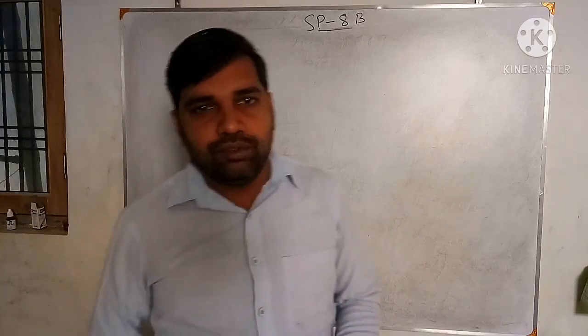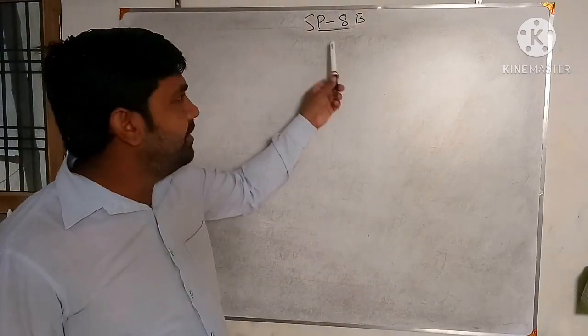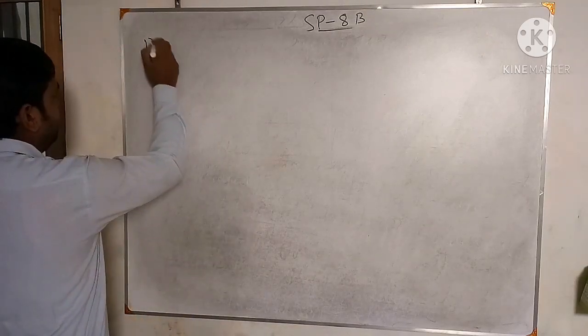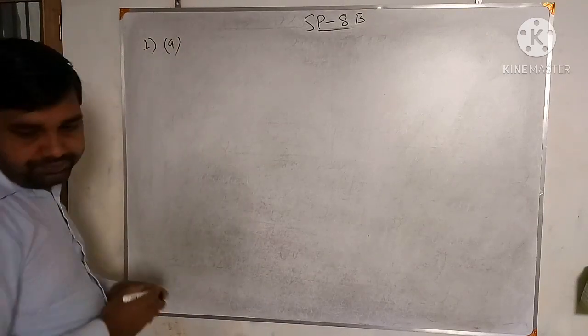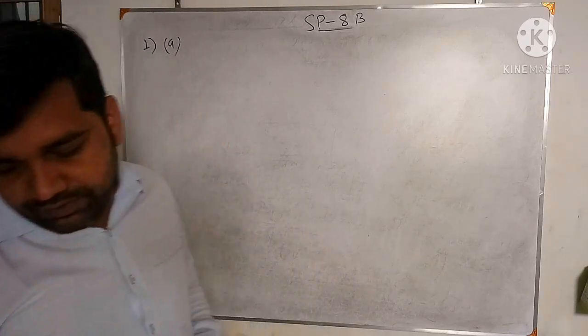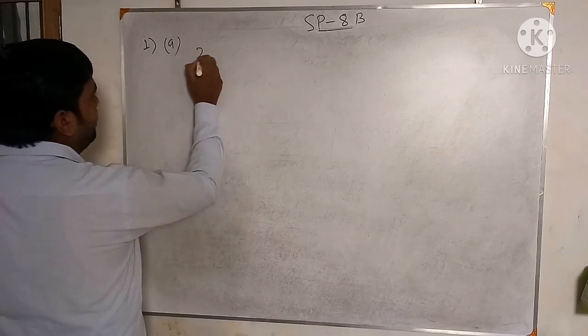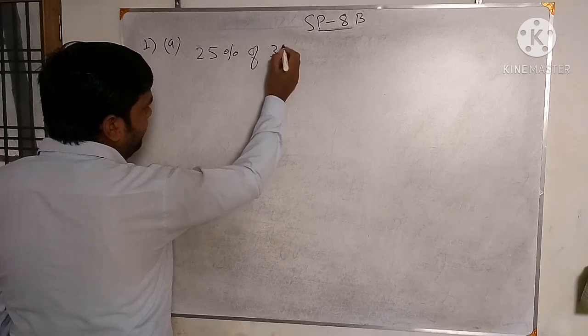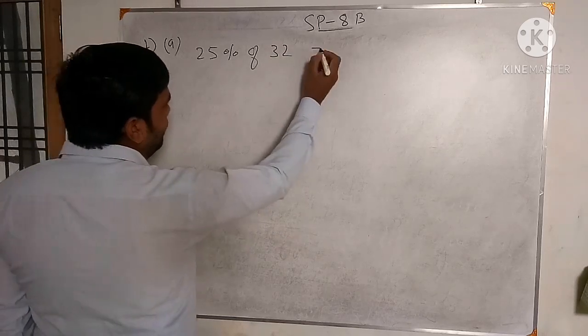Hello students, today we'll continue with the new exercise, self practice A B. See the first question, 1A. In this we have to find 25% of 32. See how we do it.